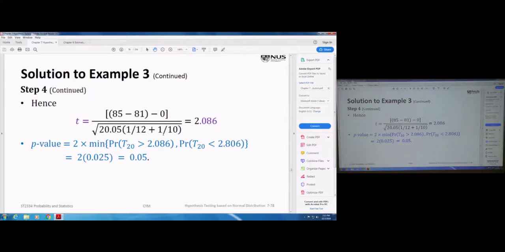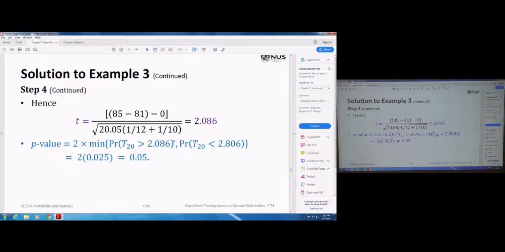Now what we need to do, well, we don't have to, but if you want to use the p-value system, remember that the p-value system in this case, when you have a two-sided alternative, is 2 times the minimum of the probability that the test statistic, assuming the data is random, exceeds the value or is less than this value.